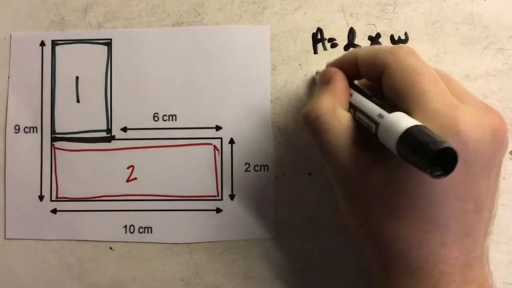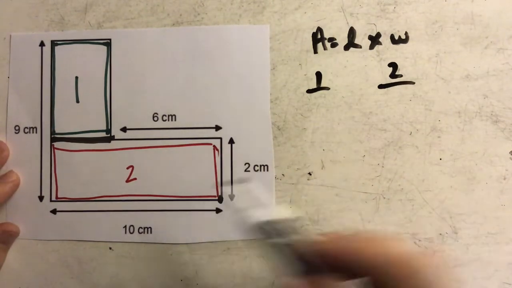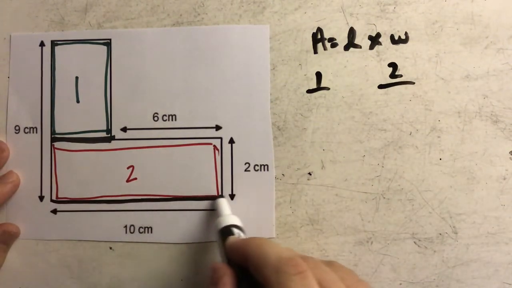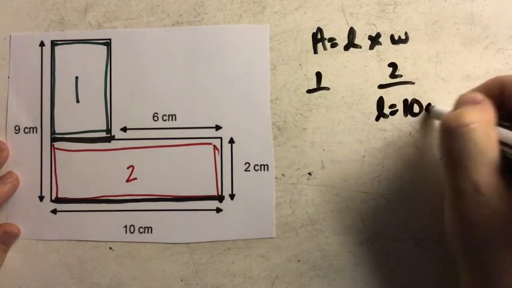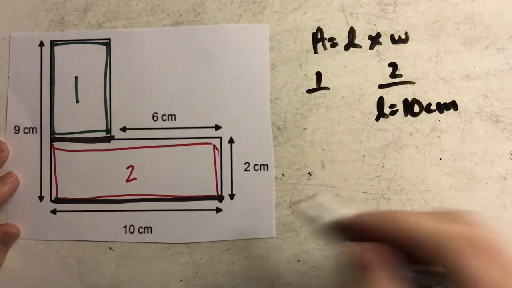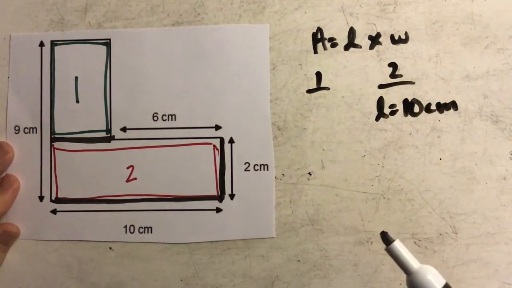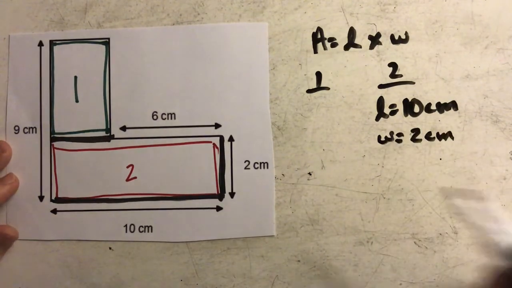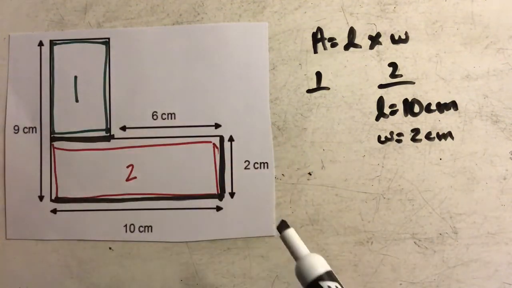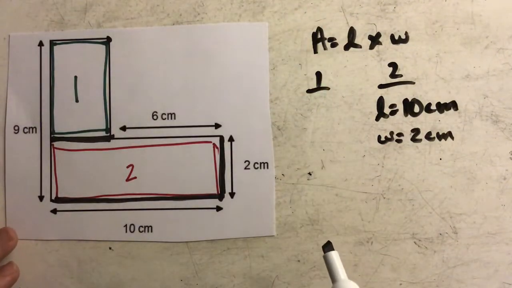So let's start with rectangle number 2. If I choose one point, I can see the length for this rectangle is equal to 10 centimeters. And I can see that the width of this rectangle is equal to 2 centimeters. And then for this rectangle up here, I don't have a length or a width given to me.